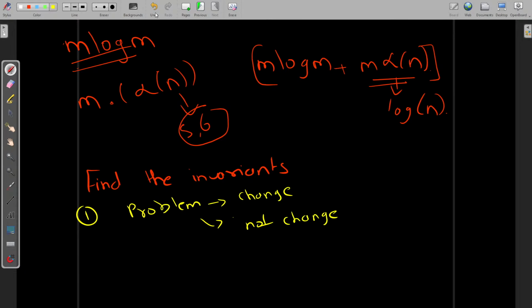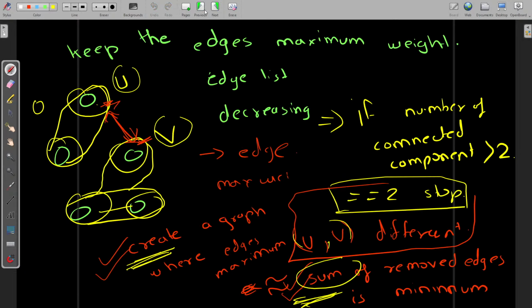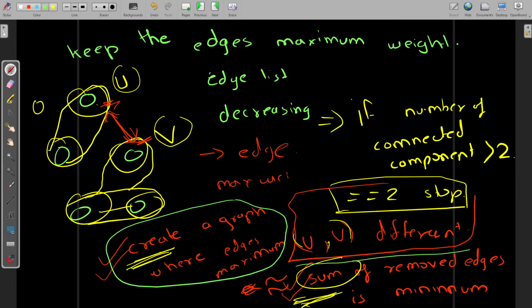For example, in this question, when I reframe this particular problem, I create a graph where the sum of edges kept is maximum, which is similar to the sum of removed edges being minimum. So I rephrased the problem, but the invariant was the same, right? The sum of removed edges is minimum here as well as here. So this was the invariant. Now, how did I actually discover this? It was logical to think.